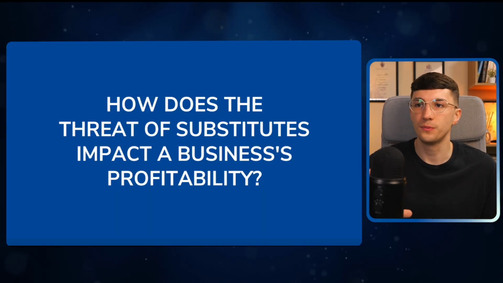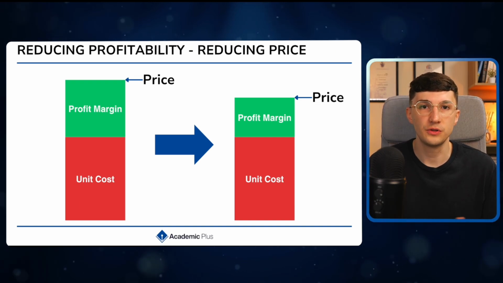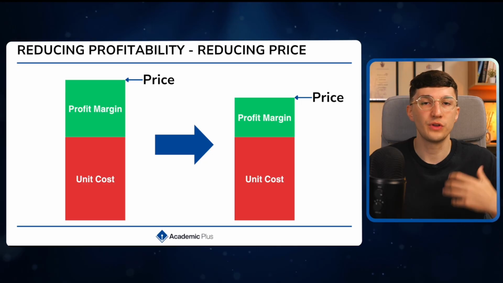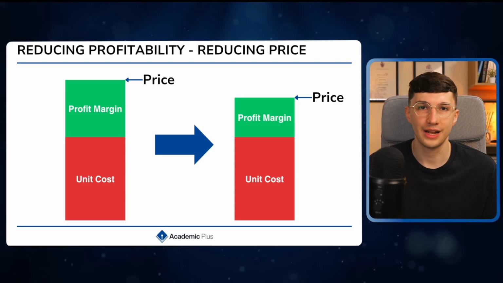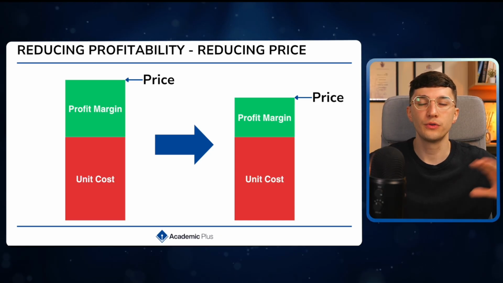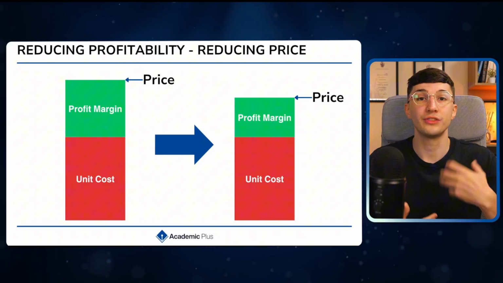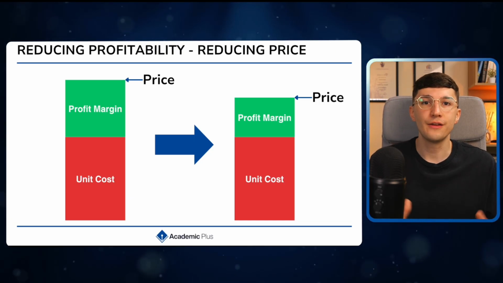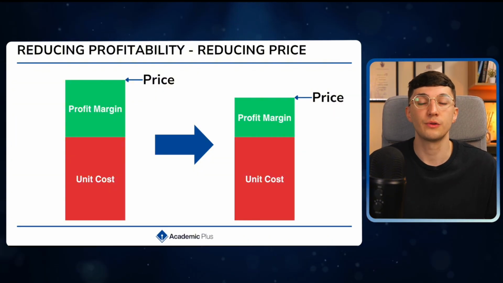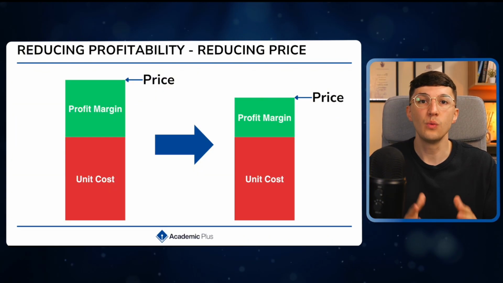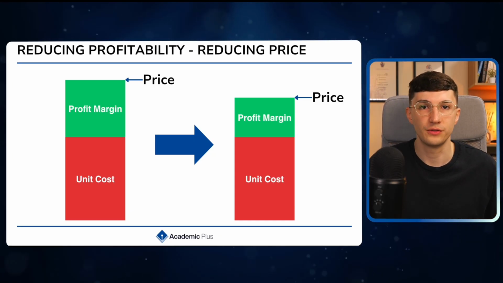So how does the threat of substitutes then impact a business's profitability? Well, once again, those substitutes may be offering something which is more affordable to customers, a better alternative. And we know from price elasticity of demand, the higher the number of substitutes there are available to customers, the more price sensitive they are, the more price elastic they are. So typically, if we have a price elastic product, we want to lower our prices to increase demand by a greater amount. So what happens is we all reduce our prices, but once again, this can reduce our profitability.